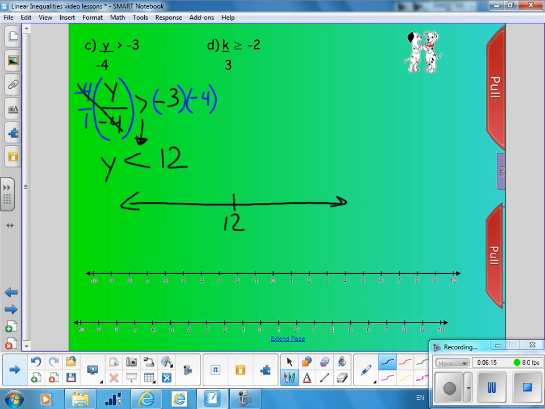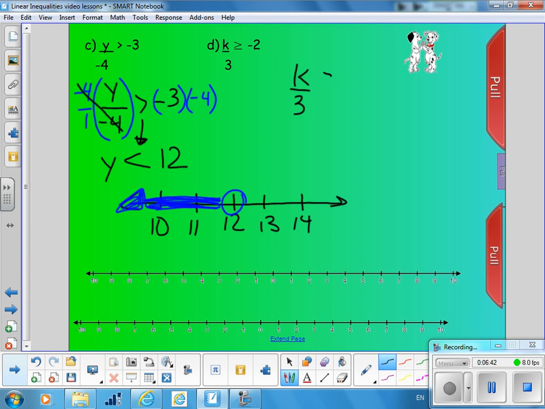Have 12, put a couple to the right, a couple to the left, put a circle at 12, leave it open because there is no equal sign, and we are saying that y is smaller than 12. So we shade to the left. So we multiplied by a negative, we had to flip the inequality.